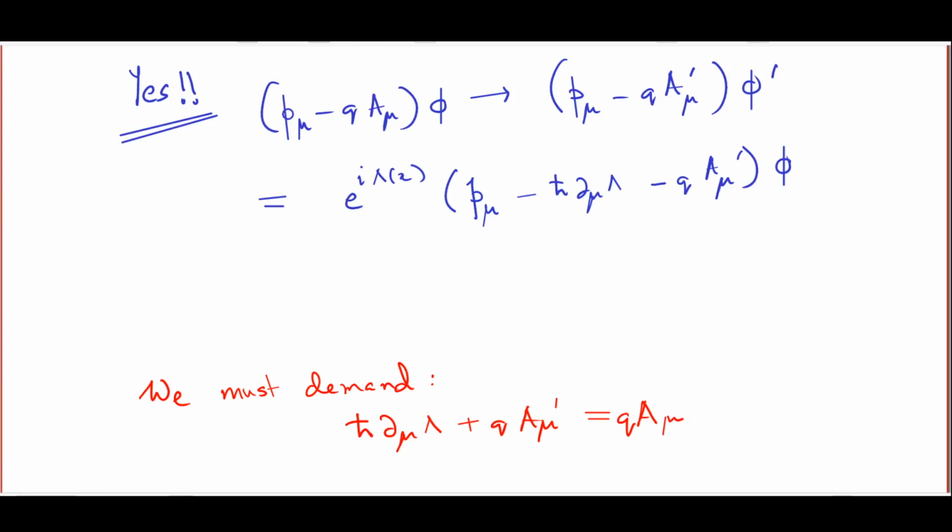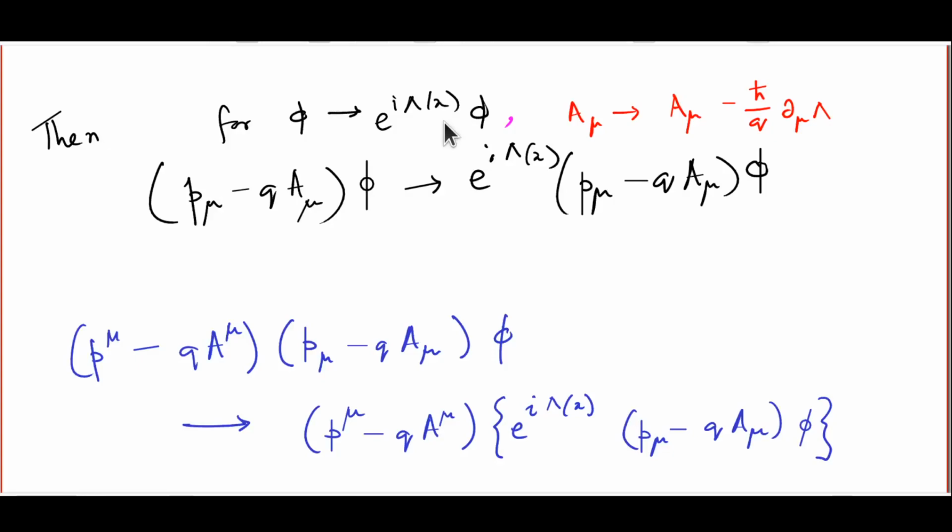That is, we are demanding that ħ ∂_μ λ + q A'_μ is q A_μ. So this tells me that in addition to changing φ by multiplying by a local phase factor, we also need to change A_μ to A'_μ in this particular manner. You essentially get A'_μ = A_μ − (ħ/q) ∂_μ λ.